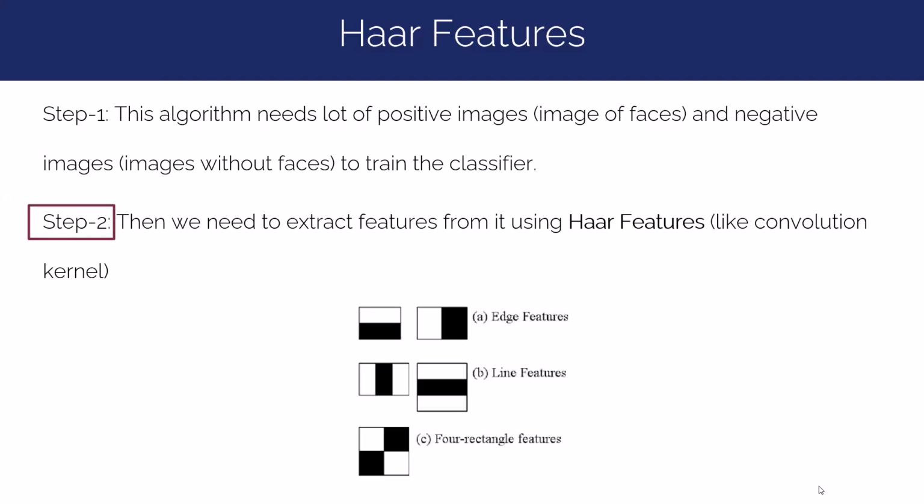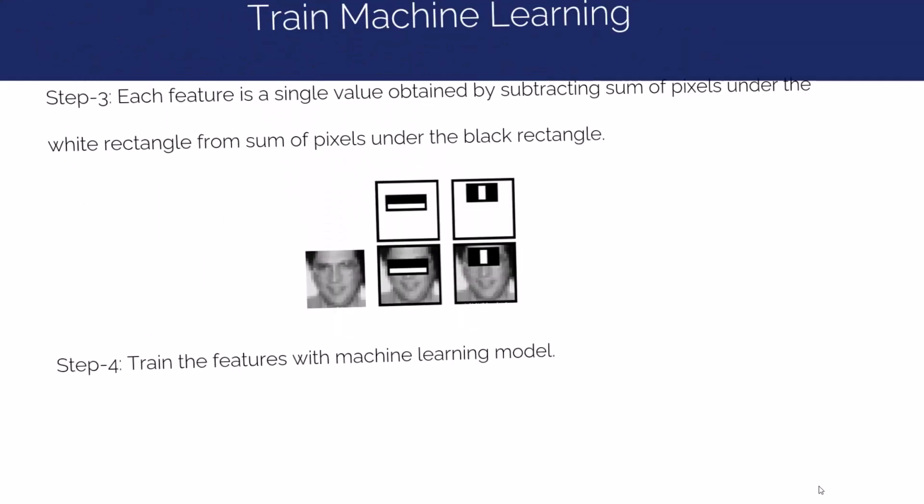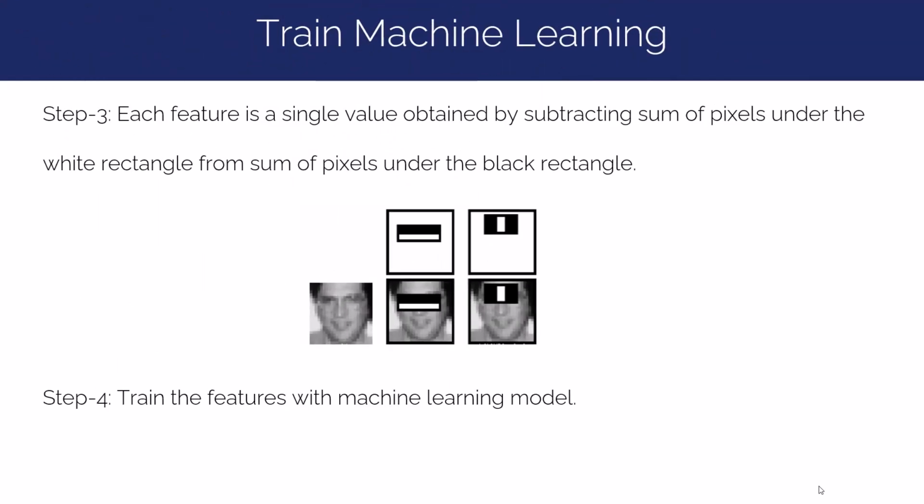In step 2, we will need to extract features from them using Haar features. This is just like a convolutional kernel in a convolutional neural network. As shown below are the kernels used for Haar feature extraction. In step 3, we take each feature as a single value obtained by subtracting the sum of pixels under the white rectangle from the sum of pixels under the black rectangle. Once we have the features, we will train a machine learning model with them. This is the process used in the Viola-Jones algorithm.